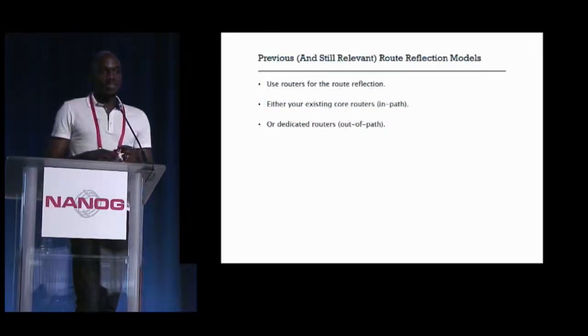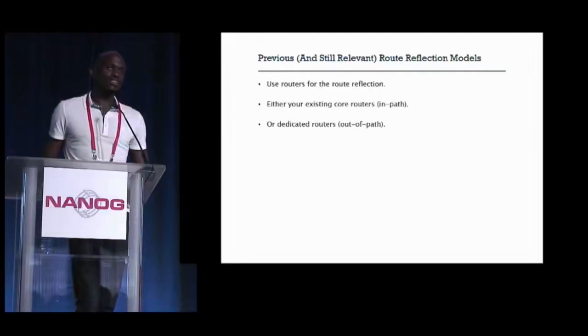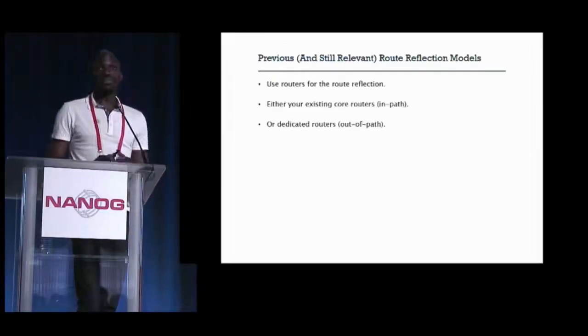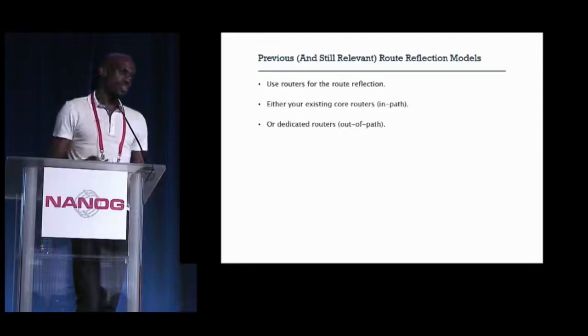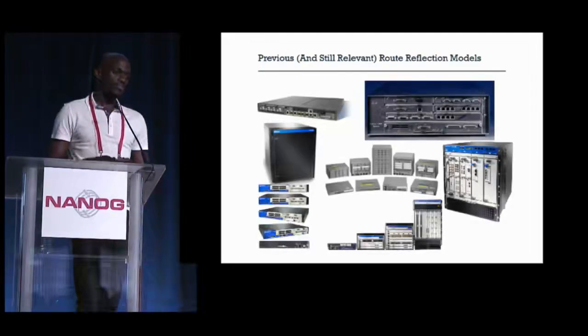Now, the previous model that is also still used today for route reflectors, obviously, is to use a regular router, as you would for a route reflector. It would typically be either in path, so this would be your core router because it's right in the middle of your backbone, or out of path, which is what we're seeing day to day, especially with the MPLS environments and so forth.